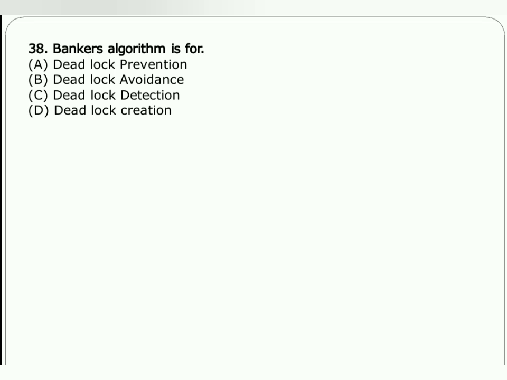Next, Banker's algorithm is used for. The Banker's algorithm, sometimes referred to as the avoidance algorithm, is used to check, after assigning requested resources, whether the system is in a safe state, deadlock free or not. So that's why the answer is deadlock avoidance.